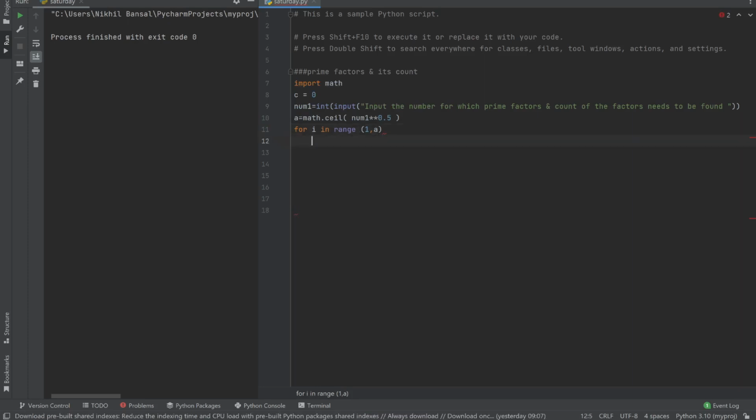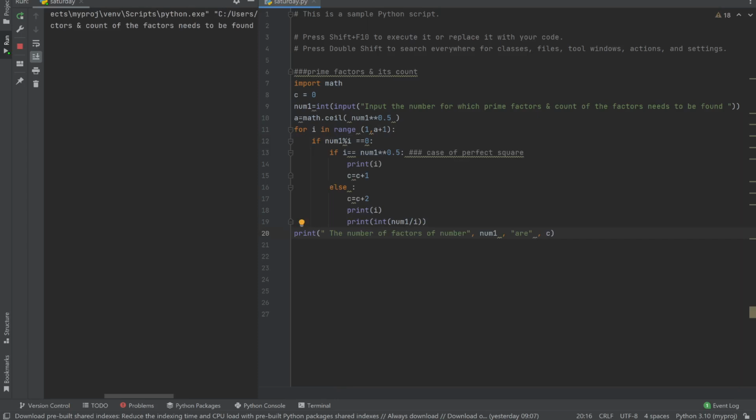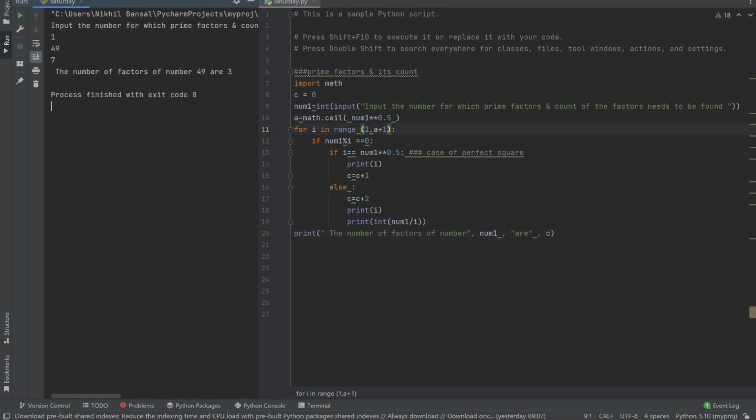Now what next? The next thing I need to put is the if condition, whether it's a perfect square or a non-perfect square. Yes or no, guys? So this a plus 1 will enable us to get the 7 in the range. That's why there was a problem, I believe. So now I will write 49 and this is done. You can see that 7 is being printed from these two statements and the count is moving only by 1.